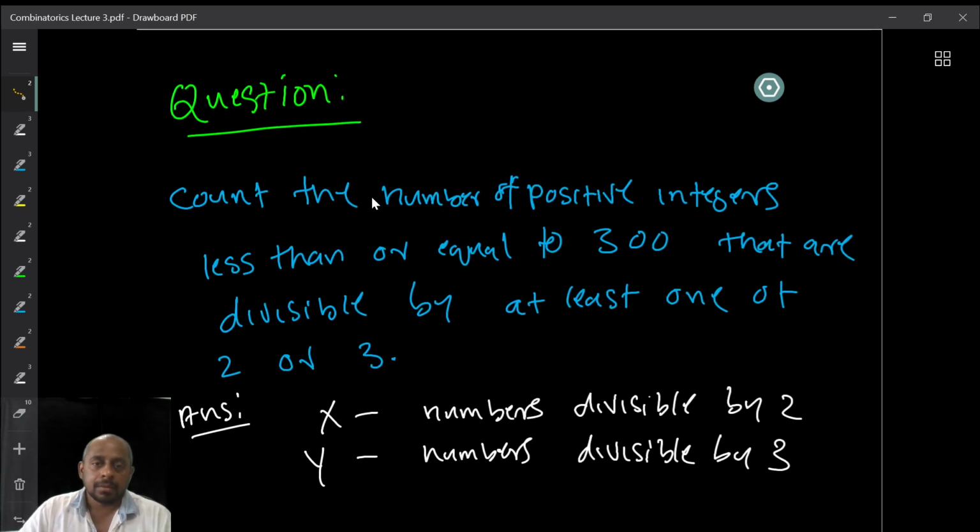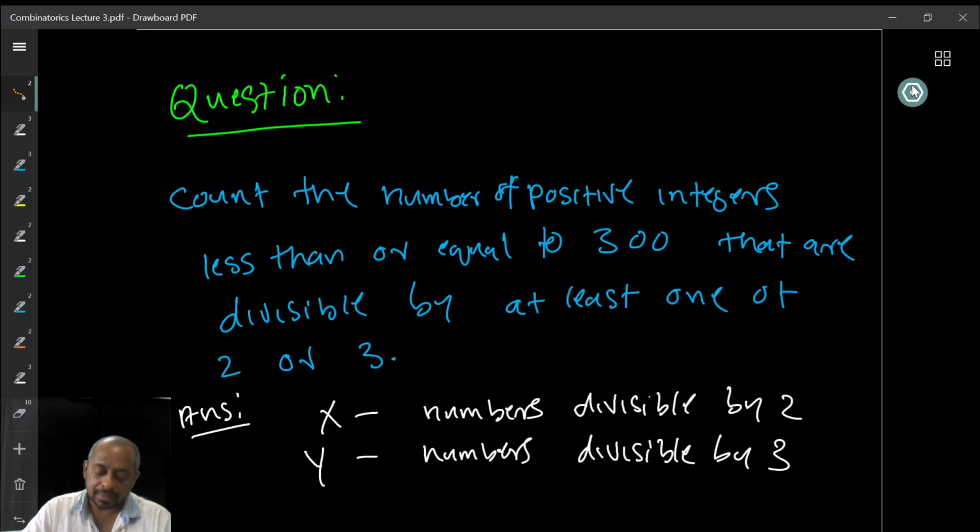Now let us look at another question, where the flavor is very different from what we have been looking at so far. We want to count the number of positive integers less than or equal to 300 that are divisible by at least one of 2 or 3. It's a very simple question. Any of you can do it in a minute, I believe. So just try it yourself. But here is the answer.